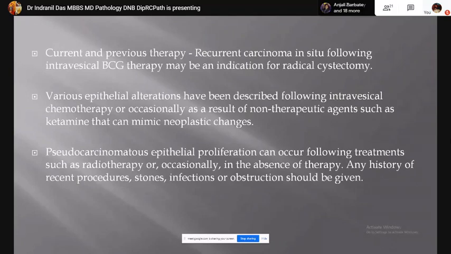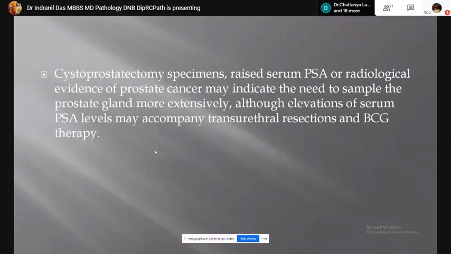Whether the patient has had any previous therapy, whether any previous biopsy has been done, and what was the report of that biopsy, because some epithelial alteration can occur as a result of some anesthetic drugs like ketamine, and pseudocarcinomatous epithelial proliferation can occur following the treatment and some intervention. And in cystoprostatectomy specimen, the serum PSA value and the radiological appearance of the prostate gland should also be mentioned, because sometimes prostatic adenocarcinoma may involve the bladder.